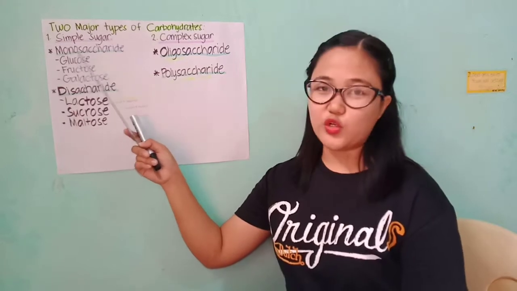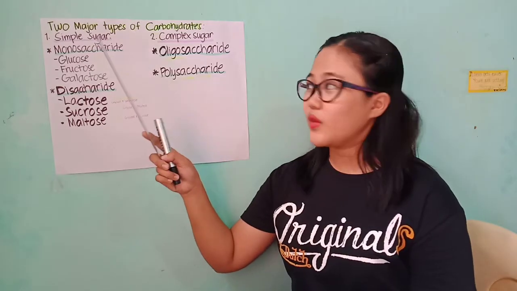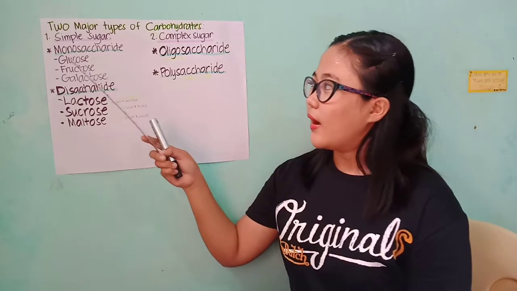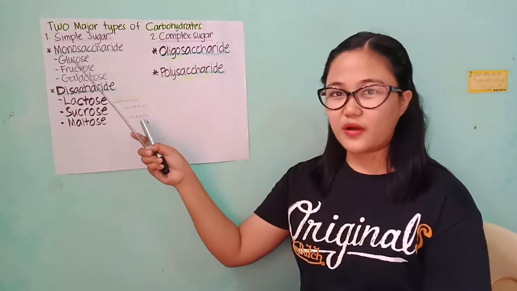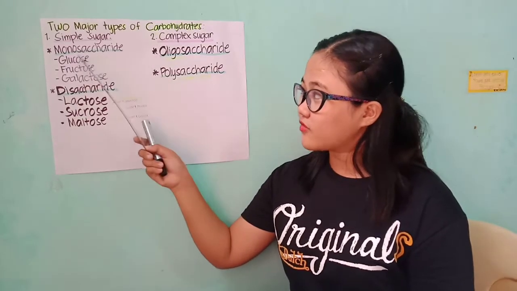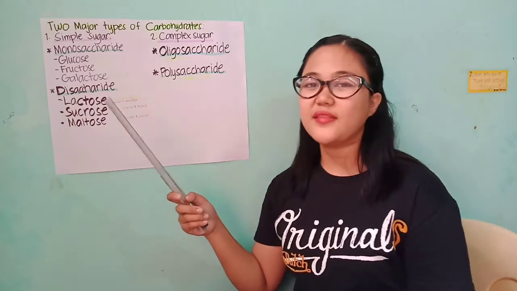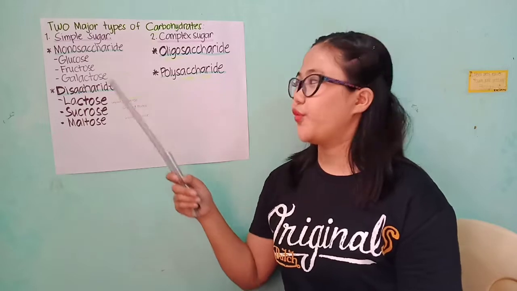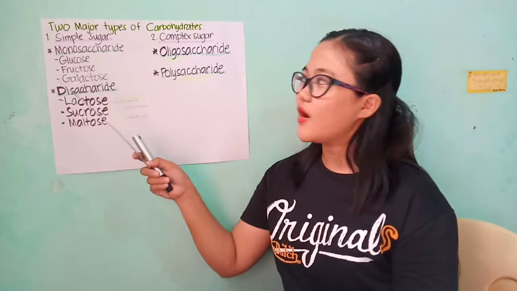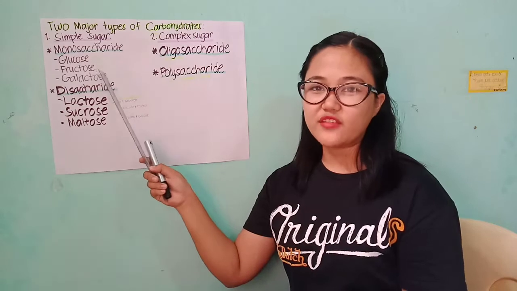The first one is glucose. Glucose is the most important family of sugar. Glucose is also found in calories. Also, glucose can cross the blood-brain barrier and it nourishes our brain. The second one under monosaccharide is fructose. Fructose is commonly found in honey, fruits, and vegetables.